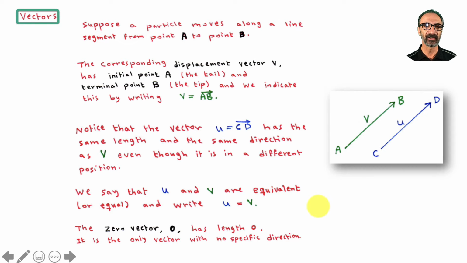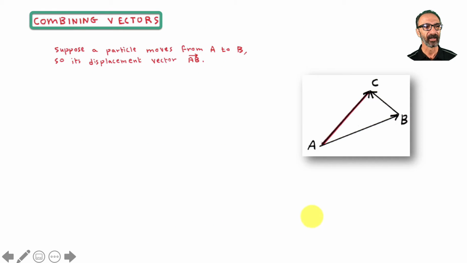So the zero vector, also as a comment, without forgetting that, because we do have a zero vector, which is interesting, has length of 0. It is the only vector with no specific direction. Hard to imagine, right? Okay.